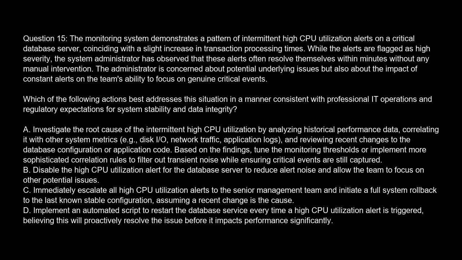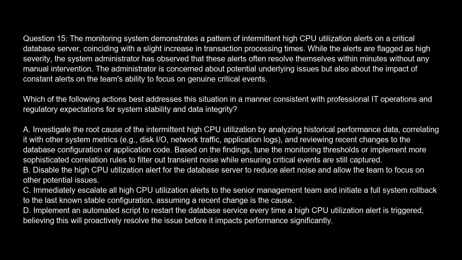Option A. Investigate the root cause of the intermittent high CPU utilization by analyzing historical performance data, correlating it with other system metrics, e.g., disk I/O, network traffic, application logs, and reviewing recent changes to the database configuration or application code. Based on the findings, tune the monitoring thresholds or implement more sophisticated correlation rules to filter out transient noise while ensuring critical events are still captured.